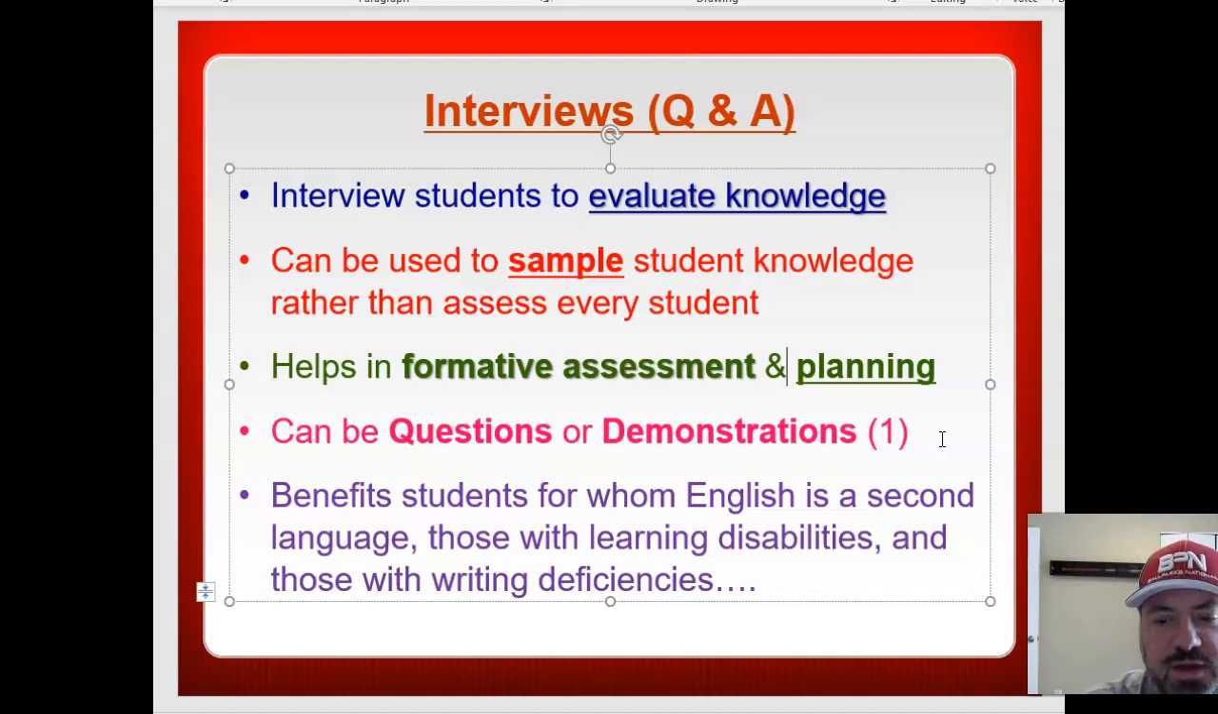The biggest benefit for this is for students who have English as a second language, students with learning disabilities, and even those with writing deficiencies that don't write real well but can explain things verbally, students that are more verbal than written. Sometimes visual learners or kinesthetic learners are really better with this. Those students have the best benefits from this type of assessment because they can answer these things even though they might not be able to write out a formulated response, because understanding sometimes is a little bit harder for these students.